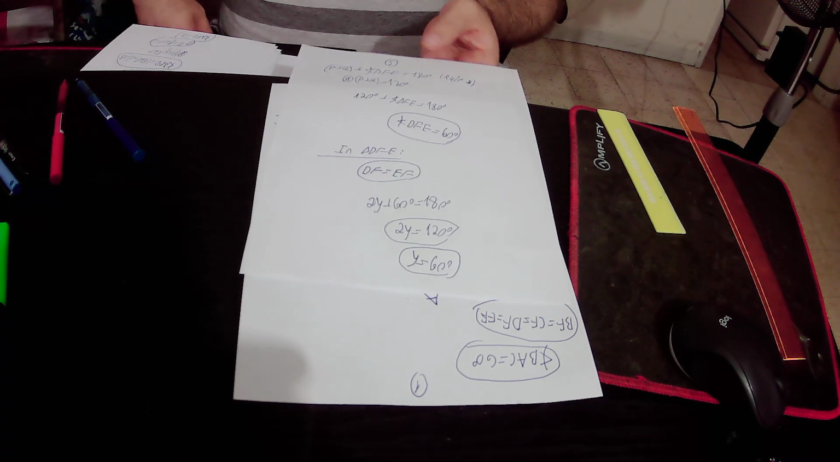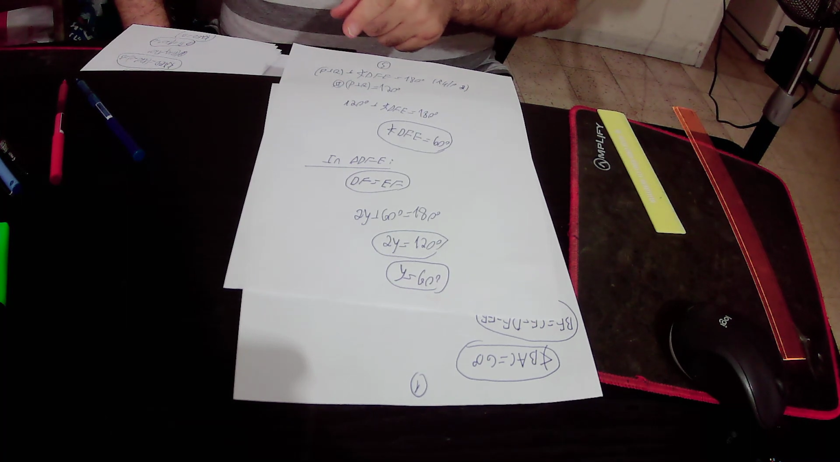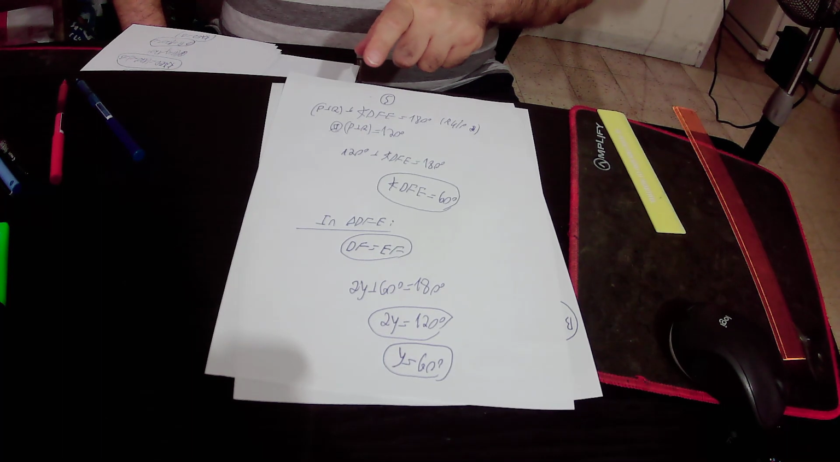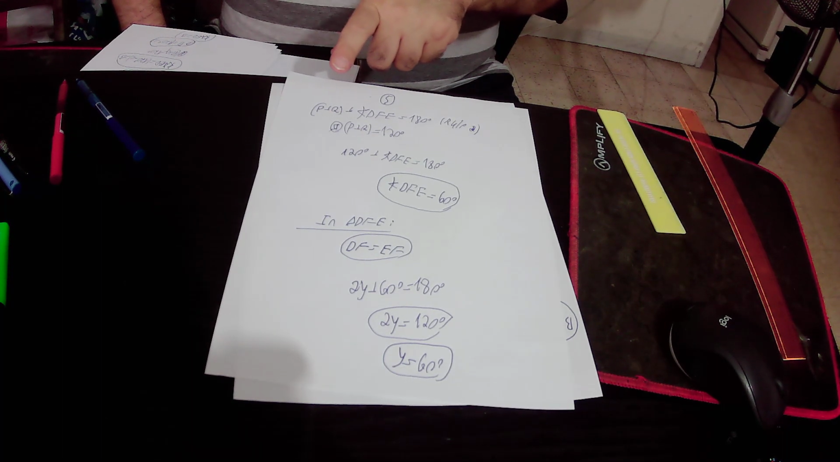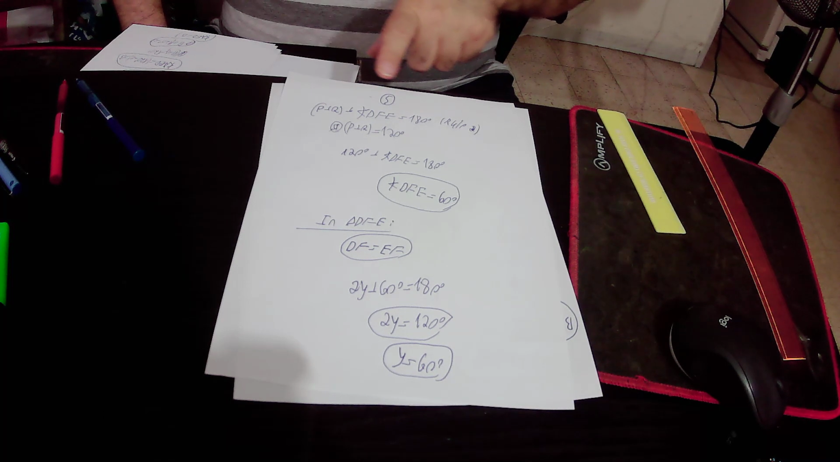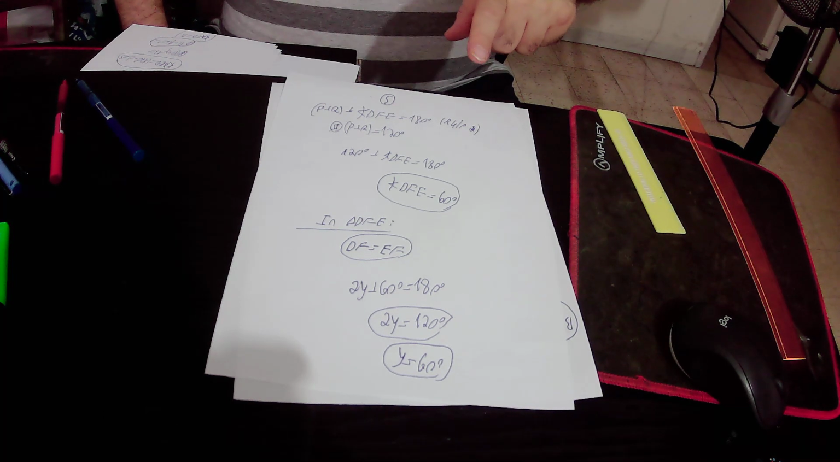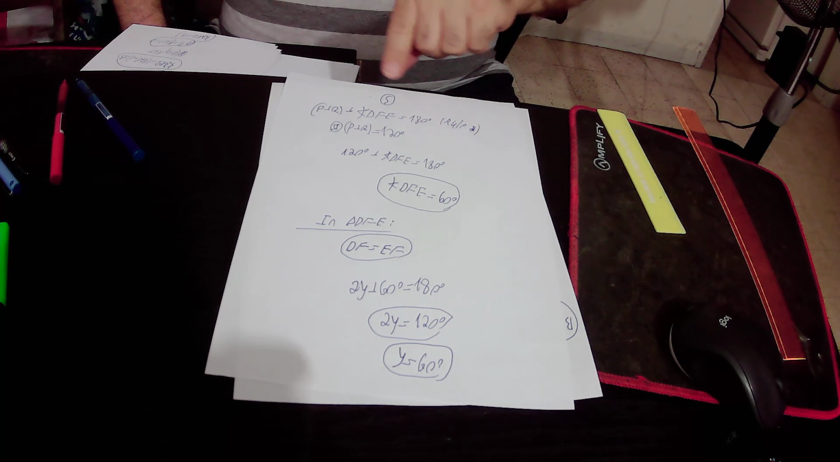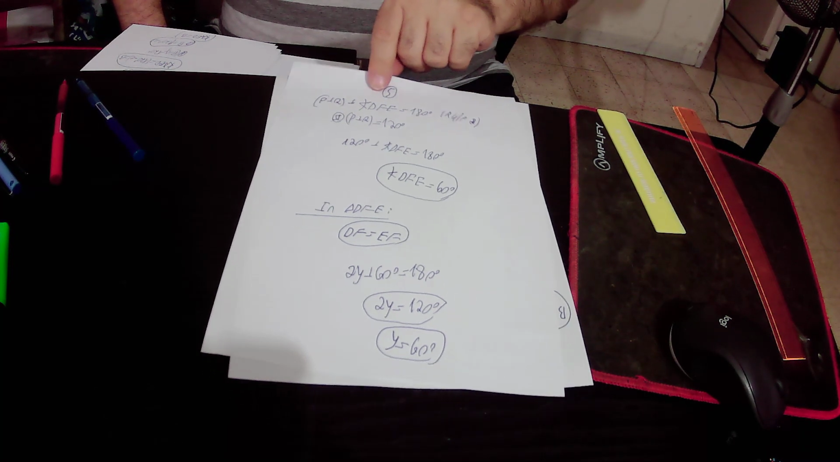P plus Q plus angle DFE equals 180 degrees, and we know that P plus Q equals 120 degrees, so we substitute P plus Q by 120 degrees in this equality, and we found out that the size of angle DFE is 60 degrees.